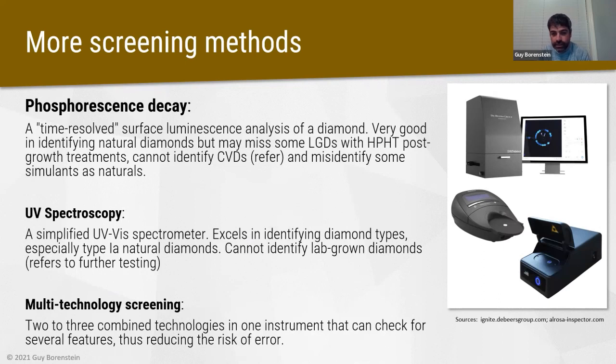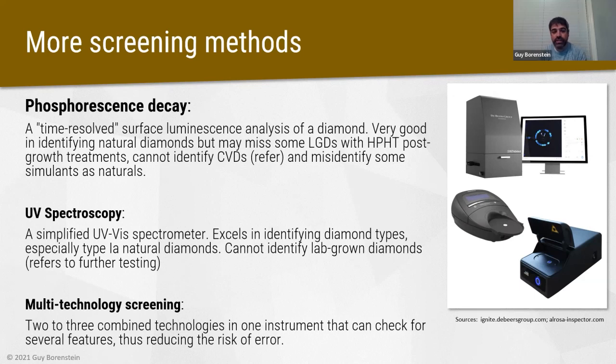The other technique is UV spectroscopy, which can identify for us type 1A natural diamonds, very similar to fluorescence spectroscopy, but more expensive. It's very good to identify type 1A, but it's not really useful for identifying lab-growns.